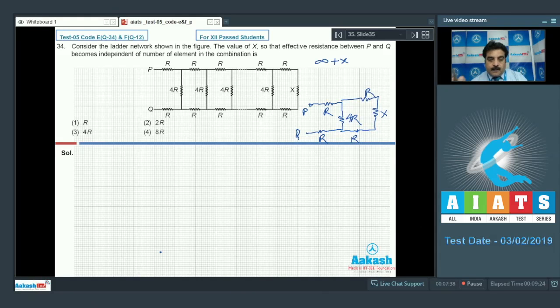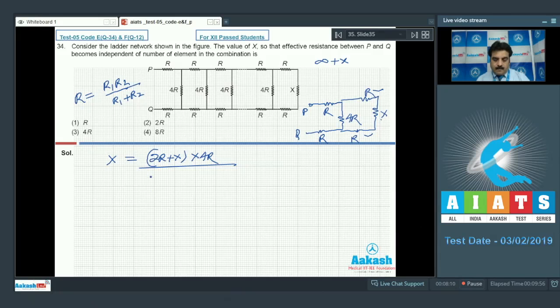If I solve the equivalent resistance for X, I am going to use the formula for the parallel case, R1 R2 upon R1 plus R2. First I will concentrate on the value of R1. You can see R in series with X, and they are parallel with 4R. So first I will write the value of X: 2R plus X, this is just like R1, into 4R. And 4R and 2R you know, is 6R. So 6R plus X. And now I am going to take cross multiplication just like this.